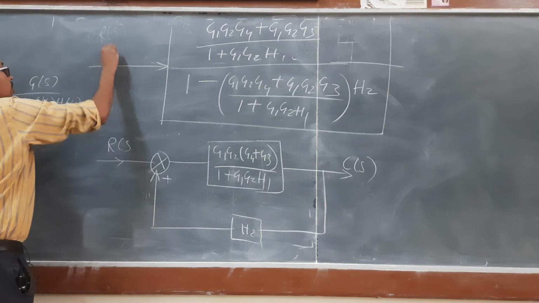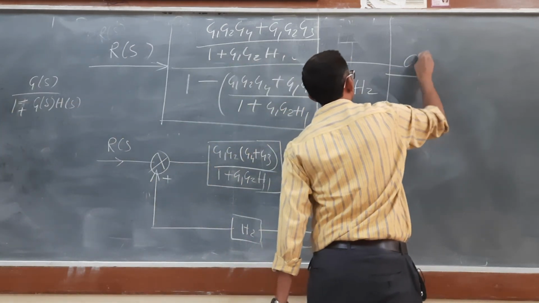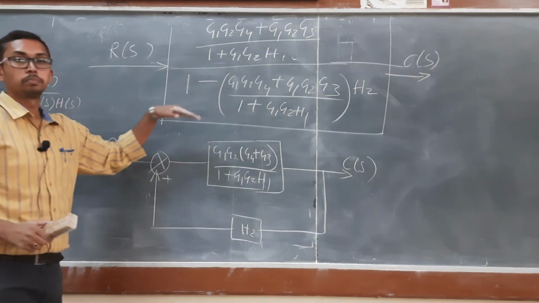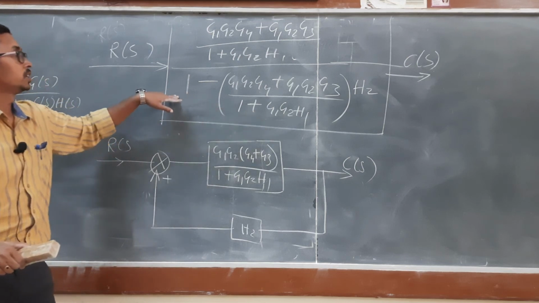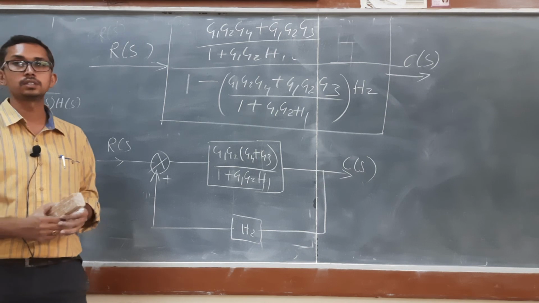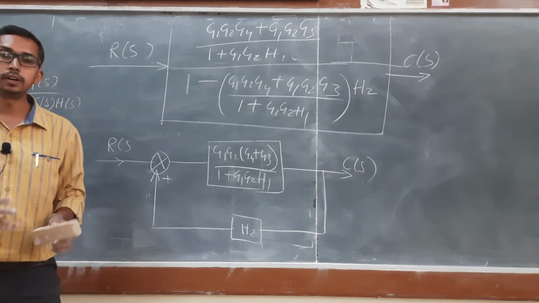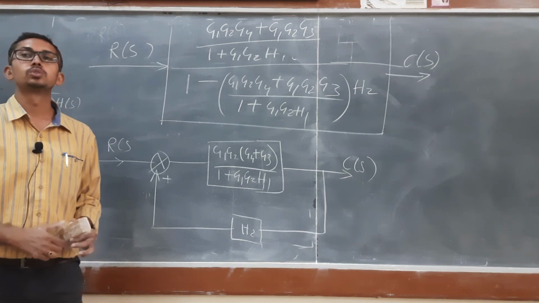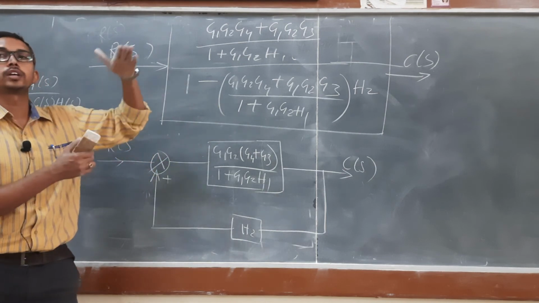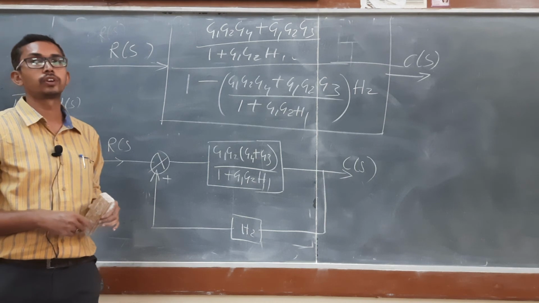So the input is R of S and the output is C of S. Okay. After that you need to do the simplification: cross multiply, cancel terms, and simplify, and we can find the final transfer function of the given block diagram. So this is how we need to apply the various rules by following that procedure, and arrive at the final transfer function of a given block diagram.